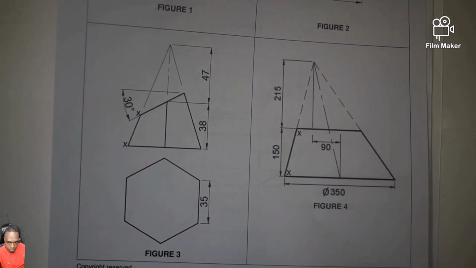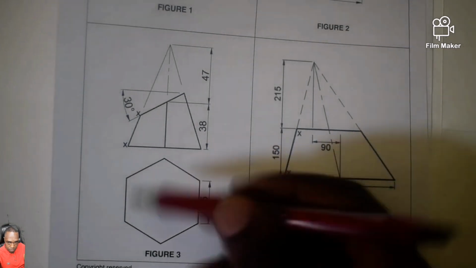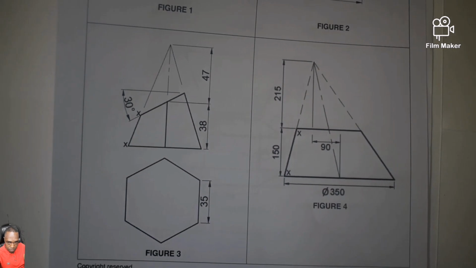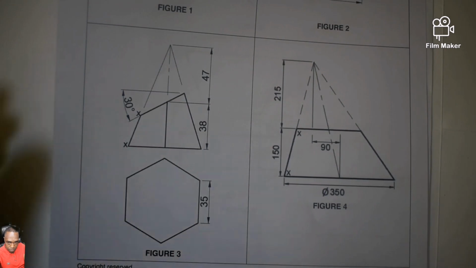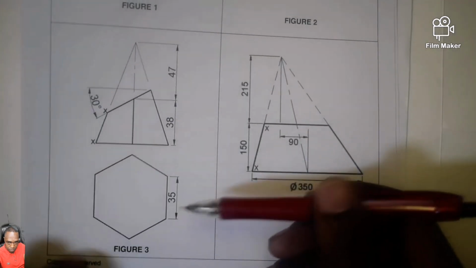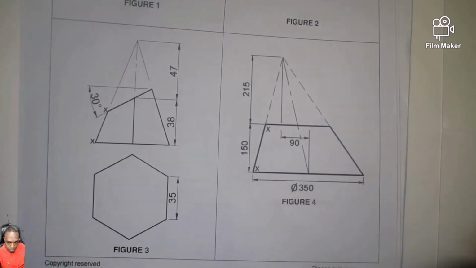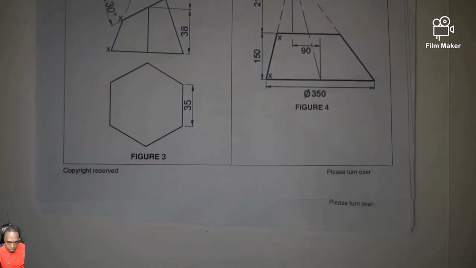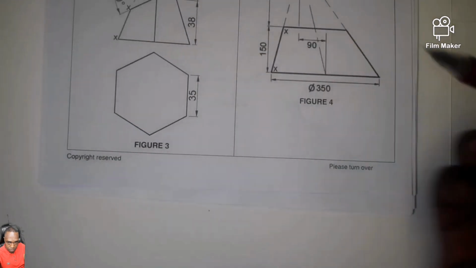So figure 3 is this one. We have to express the full development. We are going to start by drawing the top view, and we have to complete the top view. The shape of your top view is a hexagon, across the flat hexagon. So now let's start, and we know the properties of the hexagon.